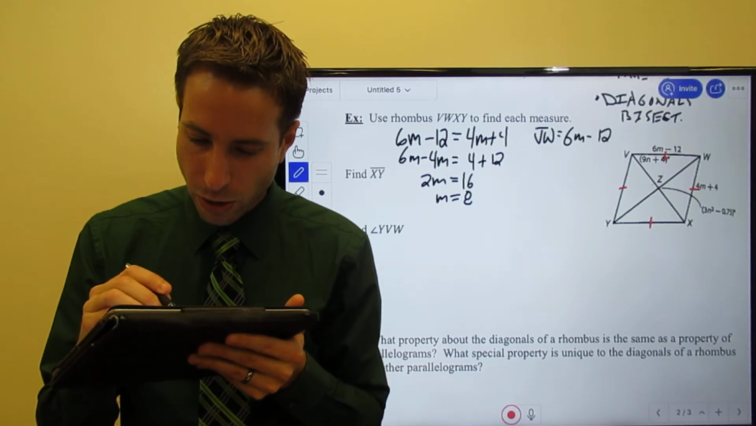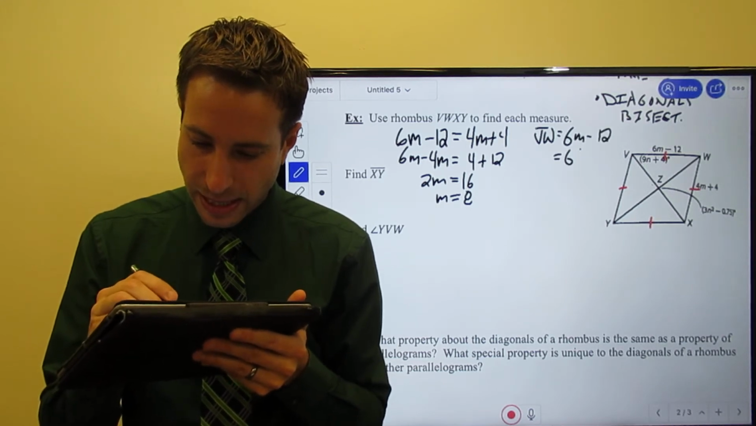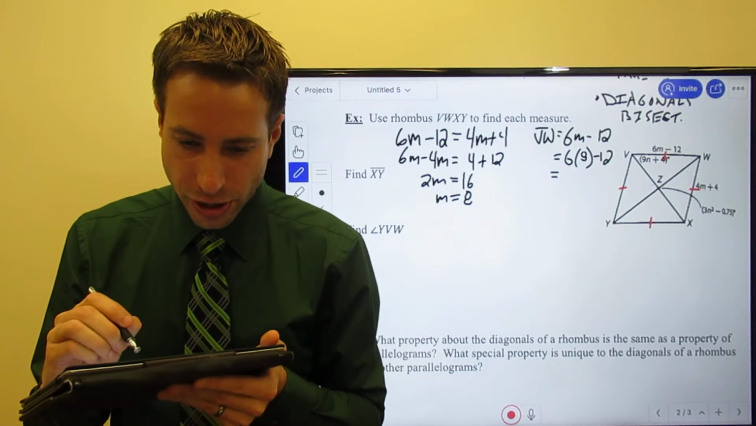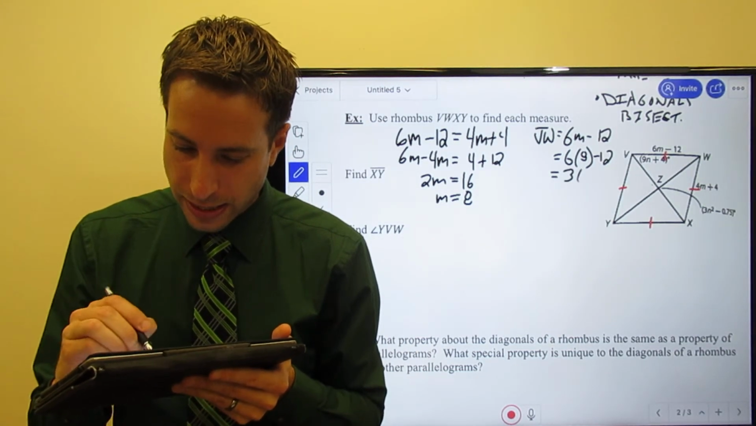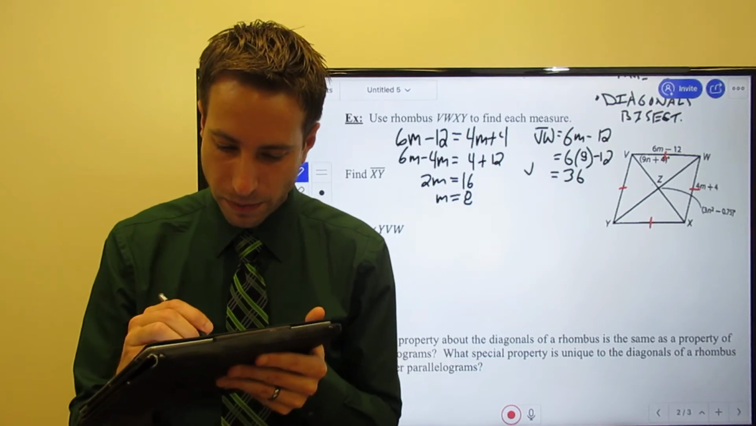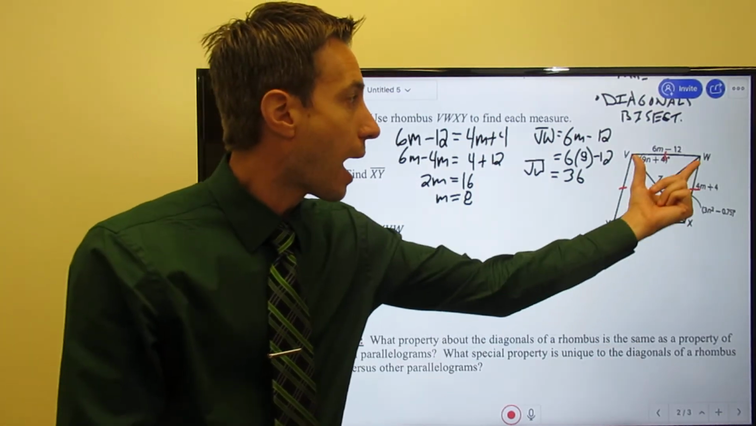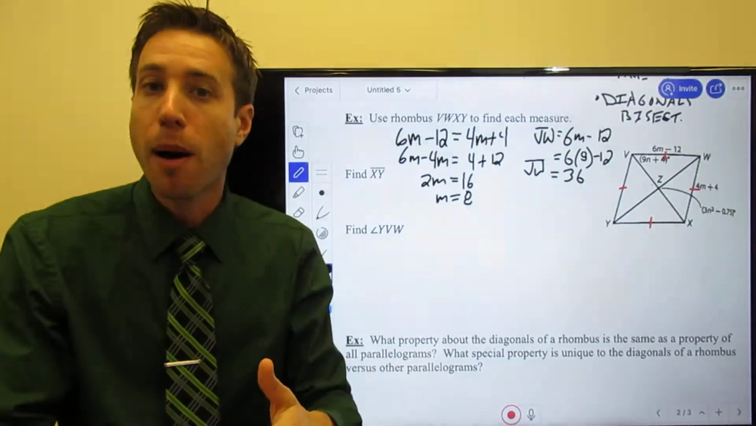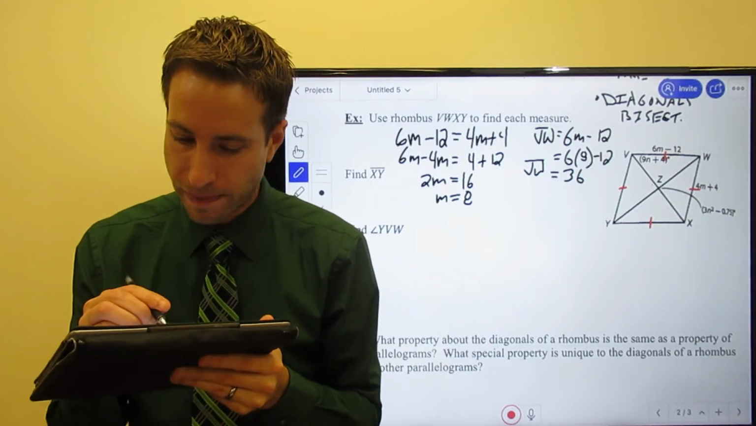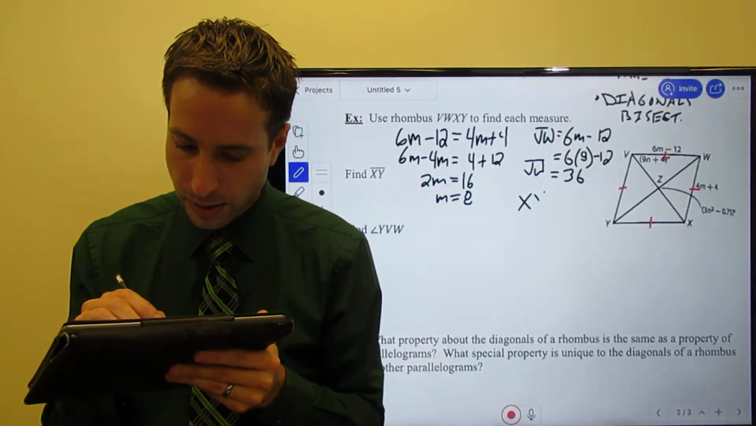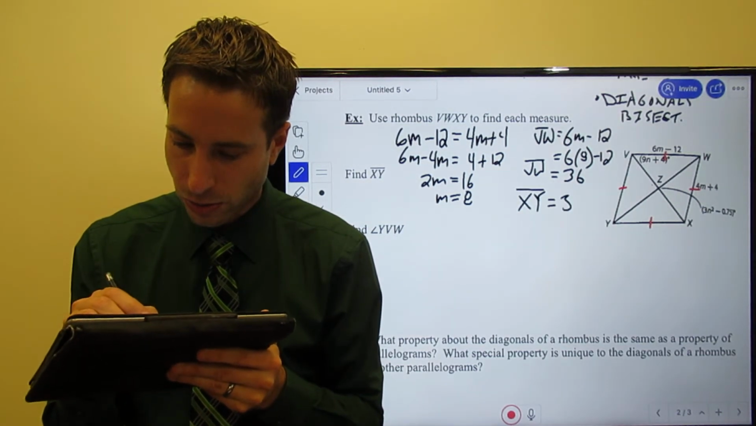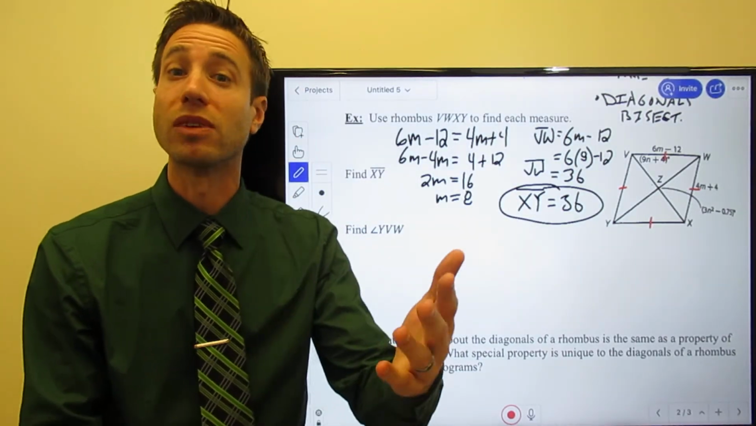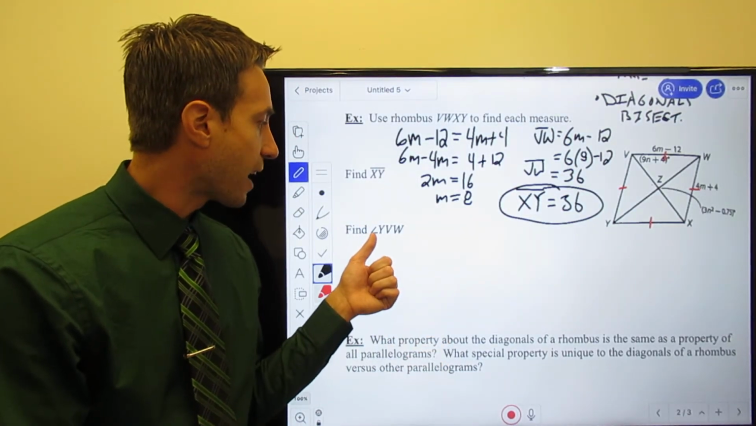6m minus 12. So that gives me 6 times 8 minus 12. Again, don't fat finger something on your calculator, and I get 36. That's VW. But again, I want side XY, and I know it's a rhombus. I know all of the sides are congruent. Therefore, side XY is also 36.